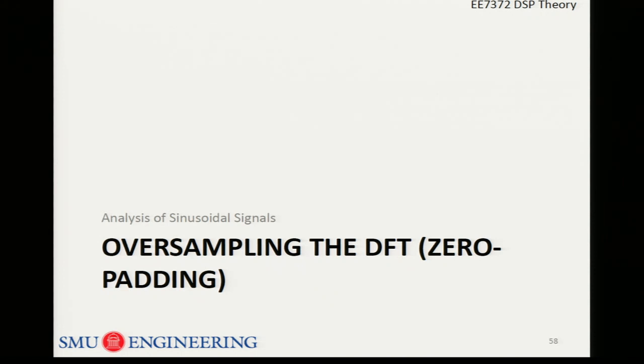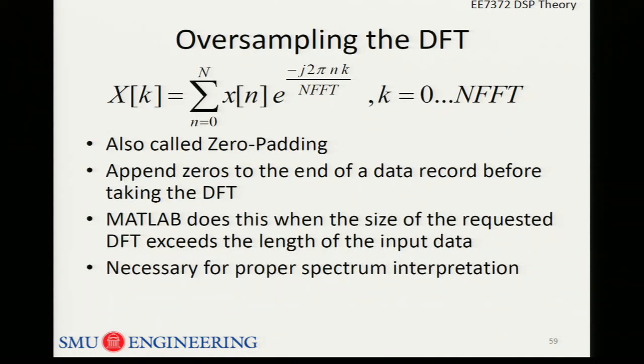One of the important things that really helps with interpreting the spectrum is what we call oversampling a DFT, or zero padding. So let's talk a little bit about that. Let's go back to the common DFT formula, but instead of n, where n was the number of samples that you happen to have, we're now going to use NFFT. You can go 0 to NFFT minus 1, and you can get that many frequency samples.